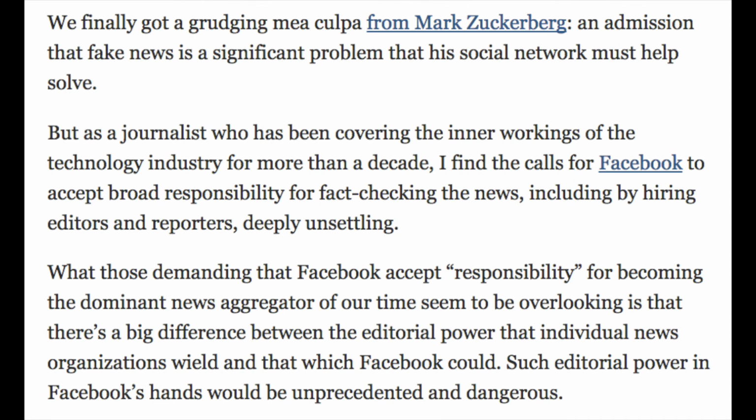The emphasis on "we" shows that everyone agrees that this is a problem, that even the people that Lessin is going to argue with start with the same common ground or baseline that she does. Then the author quickly pivots and says that she finds, quote, "the calls for Facebook to accept broad responsibility for fact-checking the news, including by hiring editors and reporters, deeply unsettling."